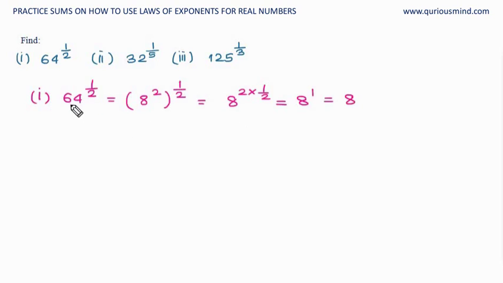It is also said as 64 raised to 1 upon 2 means it is the second root of 64 or square root of 64. Square root of 64 is 8.